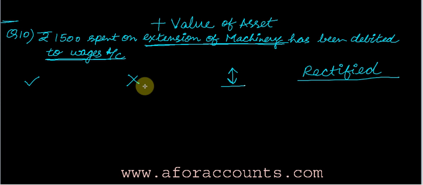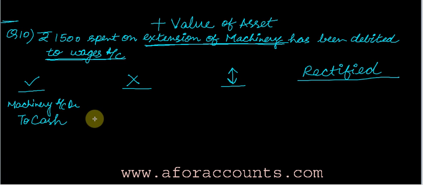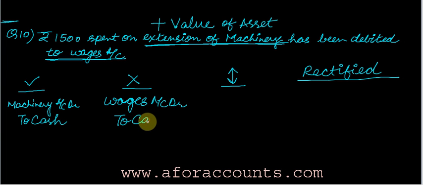Let's check it out. My entry should have been machinery account debit to cash, because machinery is coming in. But what I did, I actually debited the wages, treated as wages. Expenses are also debited, so wages being my expense, I debited it. Wages account debit to cash.